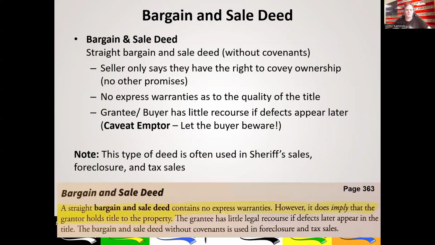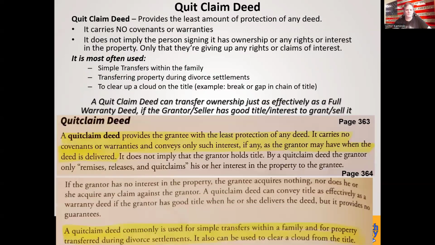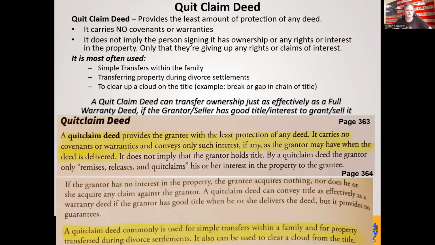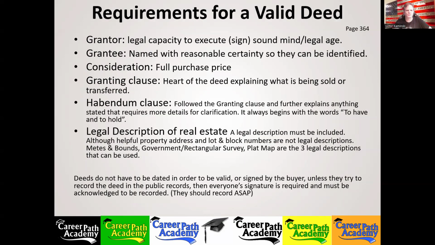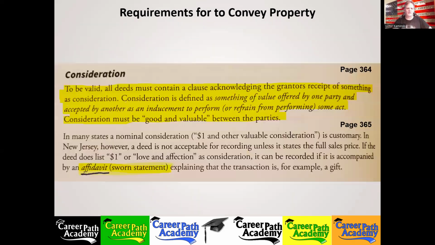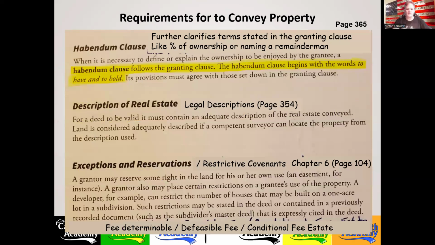Did that. Oh, caveat emptor, that's a term you need to know as well, which wasn't on that other slide. This slide, the requirements to convey the property. Okay. And we were last here, just to make the notes in the book if you wanted them as well.